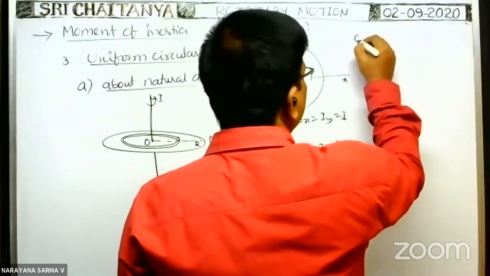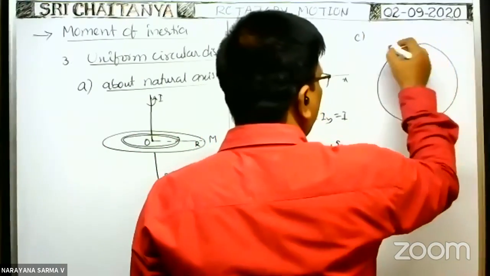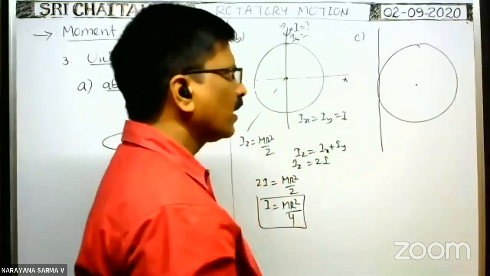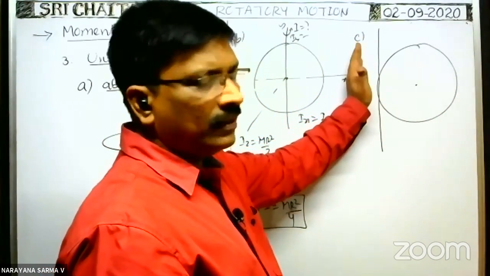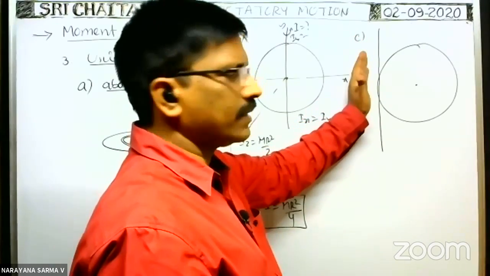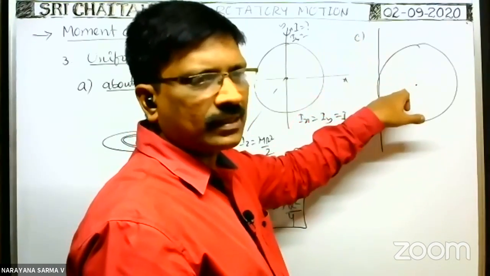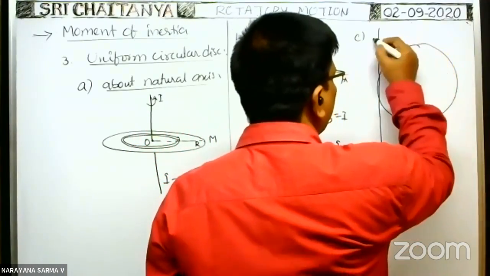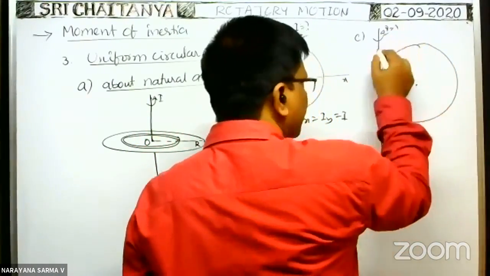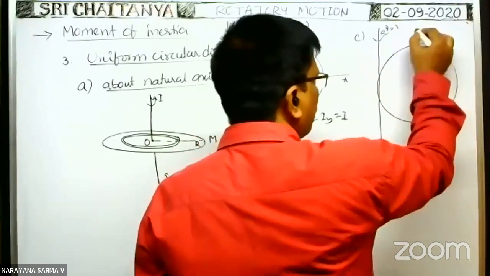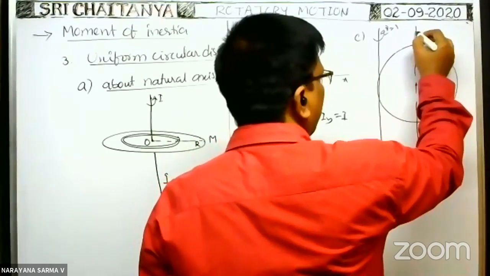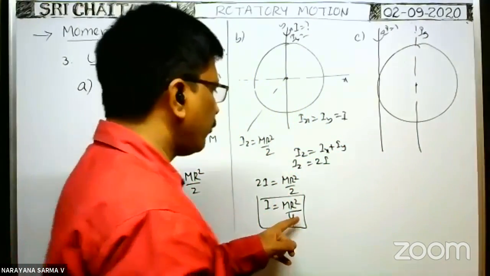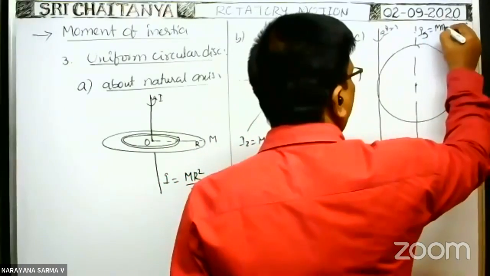About the tangential axis lying within the plane of the disk, what is the moment of inertia? It is the tangent drawn at the periphery of the disk, but lying within the plane of the disk, like this. Now about this axis, what is the moment of inertia? Parallel to this axis, passing through the center of mass, we already know the moment of inertia, which is mr square by 4 only.